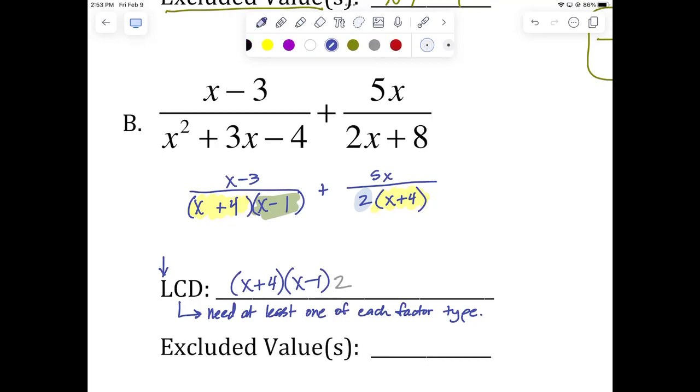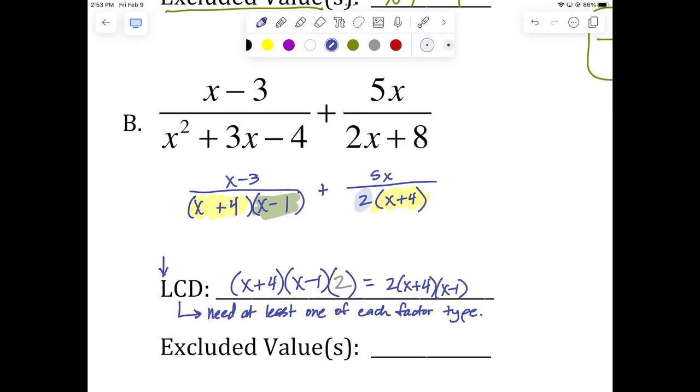So there is your LCM. It's x plus 4 times x minus 1 times 2, which typically when we have constants, we write them in the front. So 2 times x plus 4 times x minus 1. And again, the x plus 4 and the x minus 1 can be written in either order. Commutative property. There's your LCM.